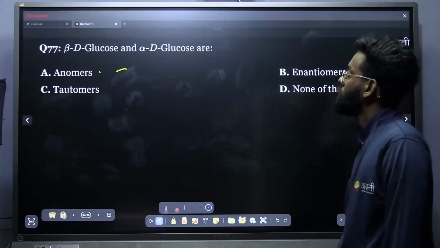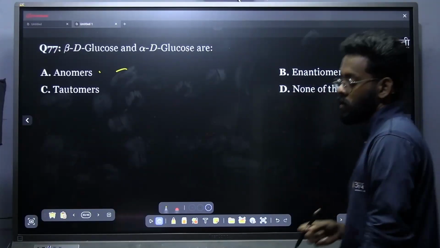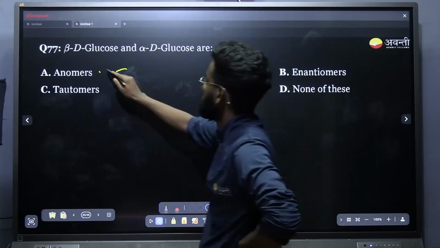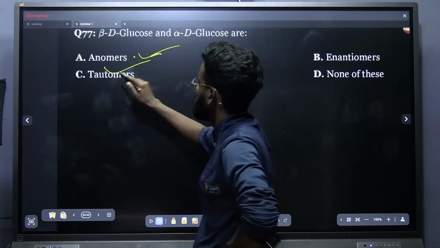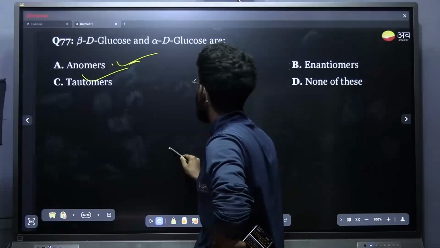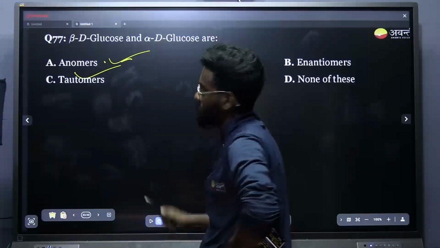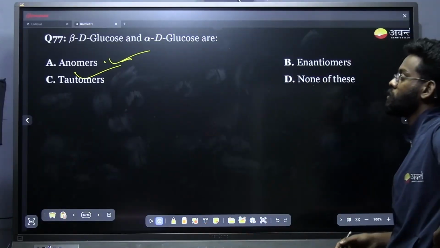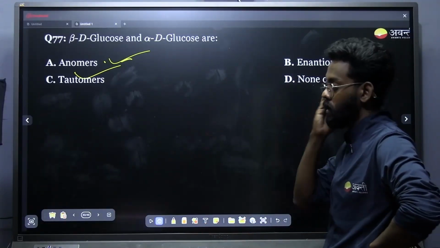Beta D glucose and alpha D glucose are what? Yes, very good. Anomers. They are anomers. What are anomers? Anomers are the isomers which differ in the position of the OH group at the hemiacetal carbon.